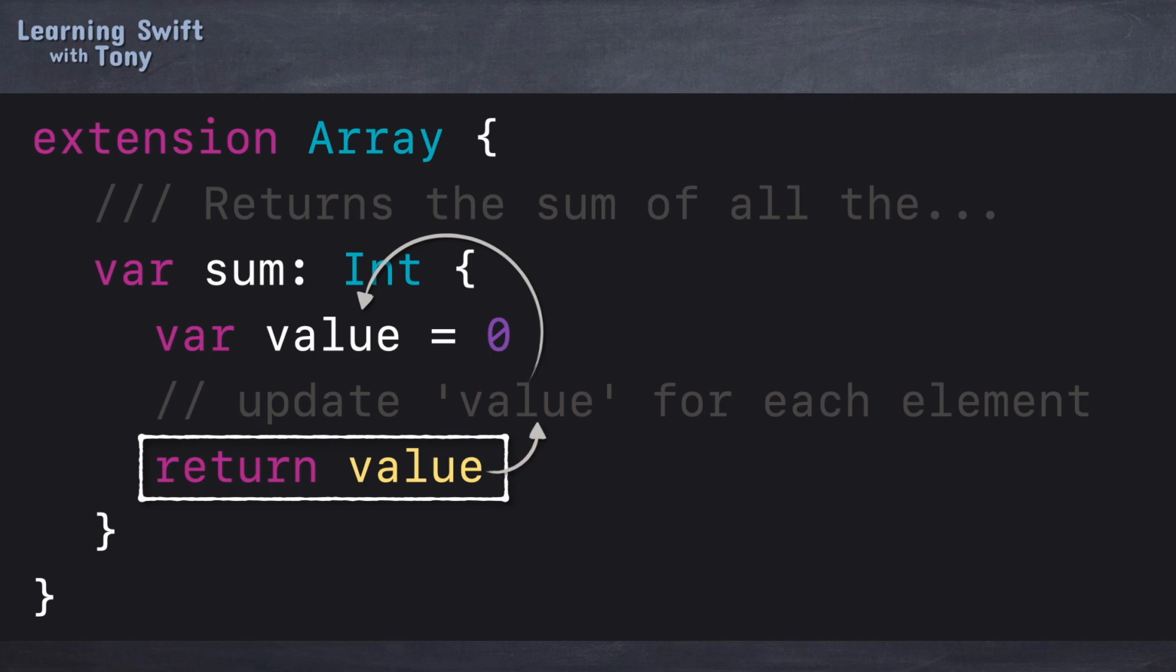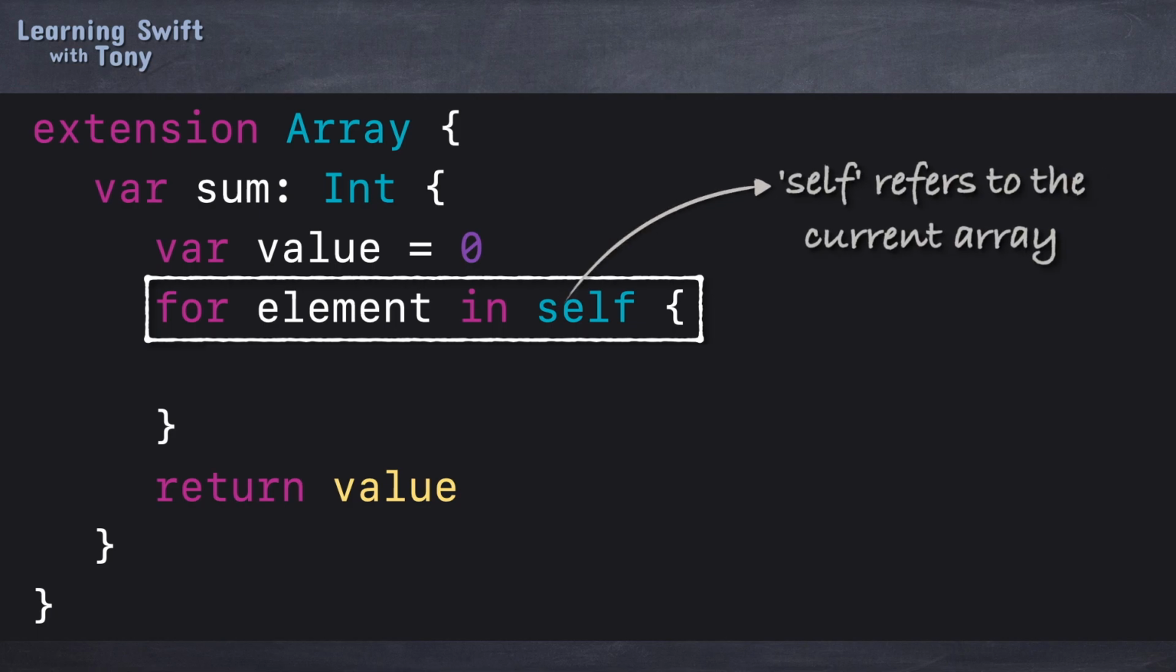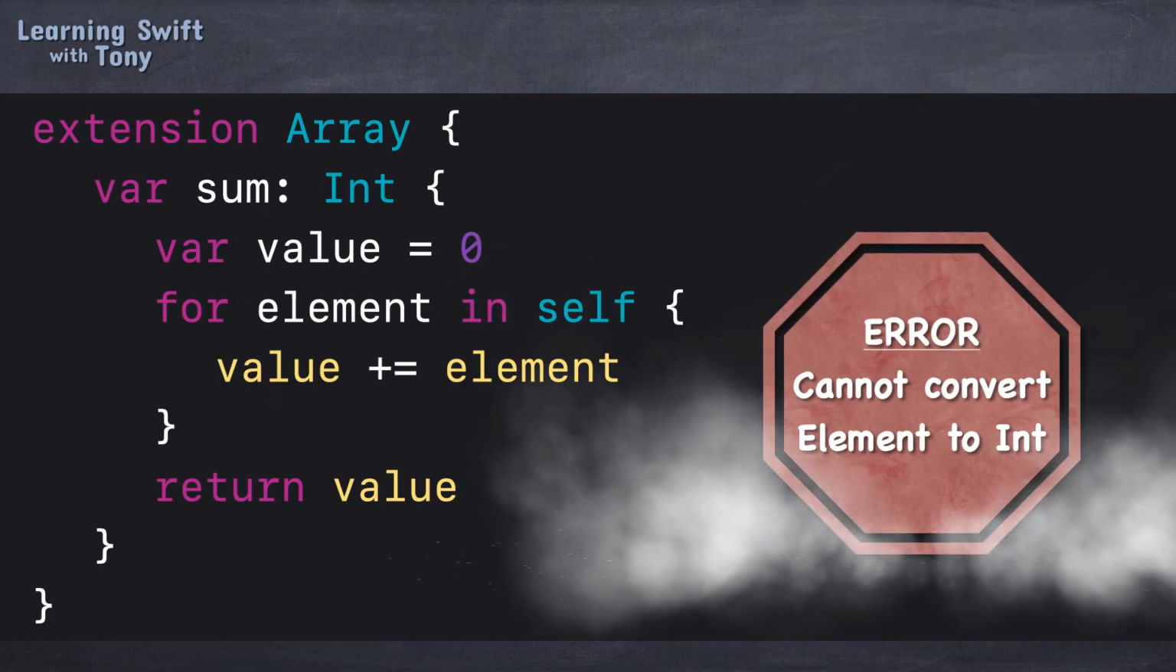We learned a few videos ago that we can do this with a for loop. We are inside an array extension here, therefore self will be a reference to our current array. In this case, self is an array, and thus we can loop over its elements just like any other array. Inside the loop iteration closure, we will need to update the value that we started from 0 by adding the current iteration element. Now, this line of code will generate an error.